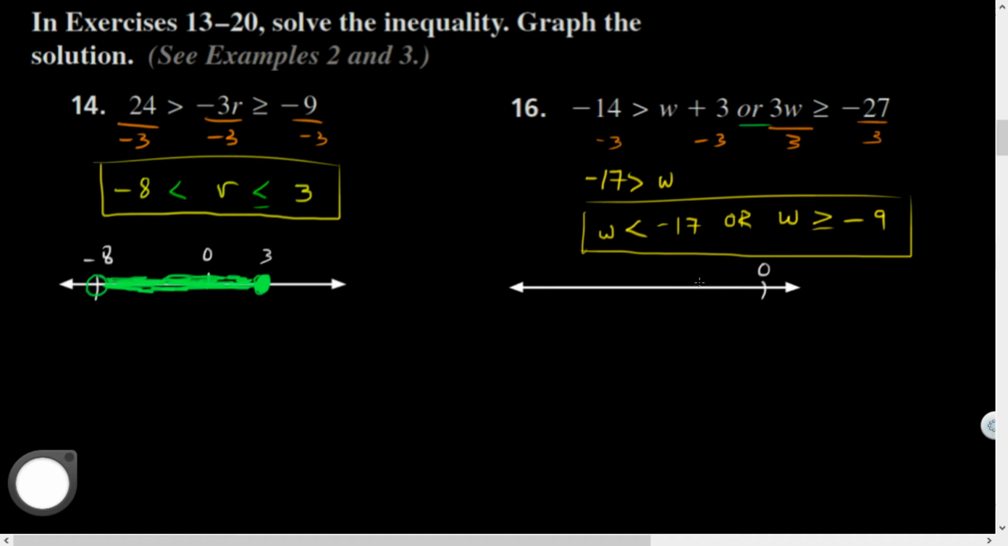So I'd have 0, -9 would be like here, -17 would be not quite twice as far. And open circle shaded to the left. And closed circle shaded to the right.